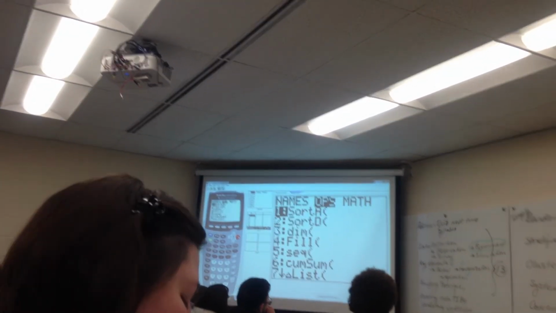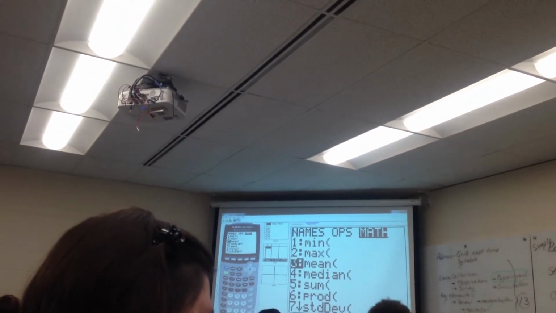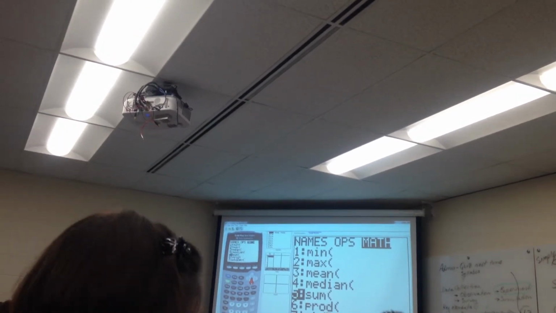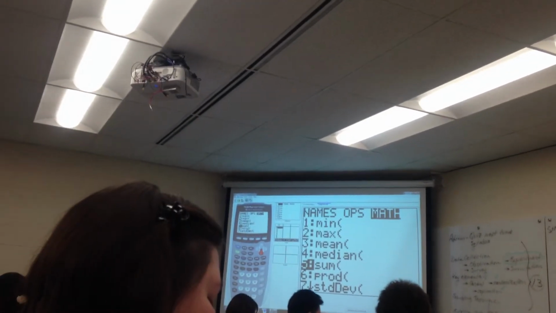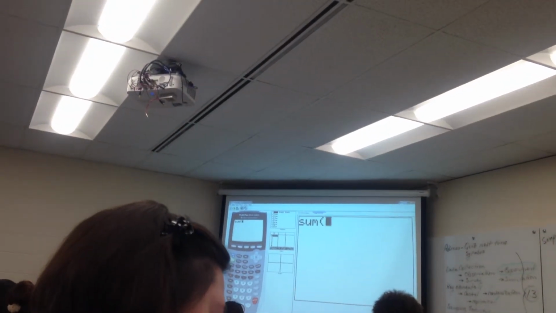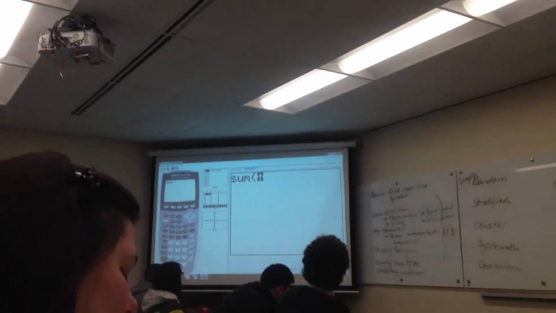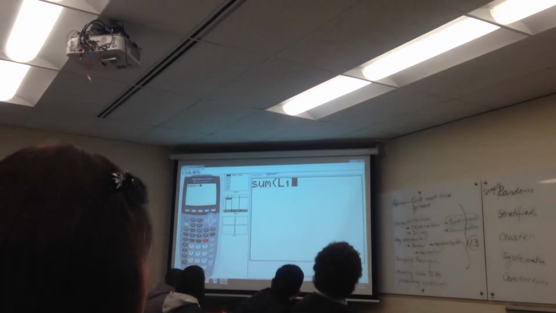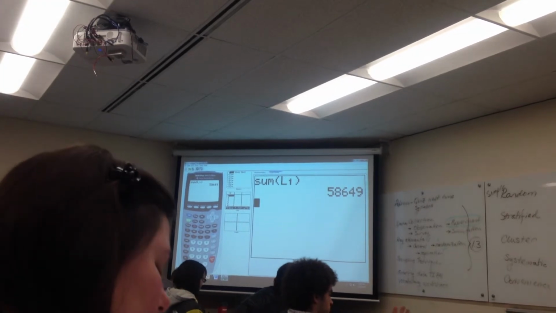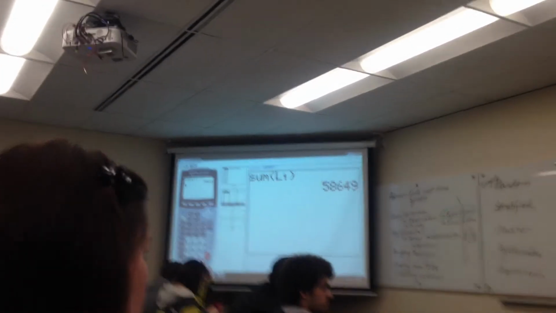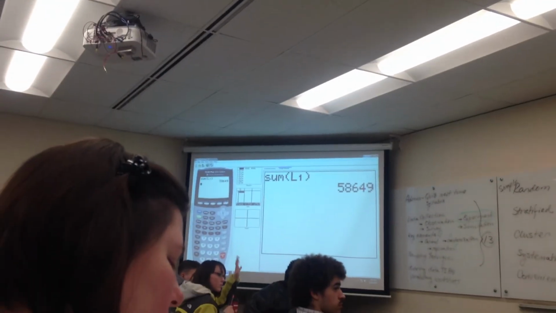So one of the things that I might want to do is add up. I go over to math, and then I scroll down to sum. So arrow right over to math, scroll down to sum, hit enter. And let's just add up list 1. Second, list 1 is right above the 1, so second list 1. How many people got 58,649? How many people got that number up there when they added it up?